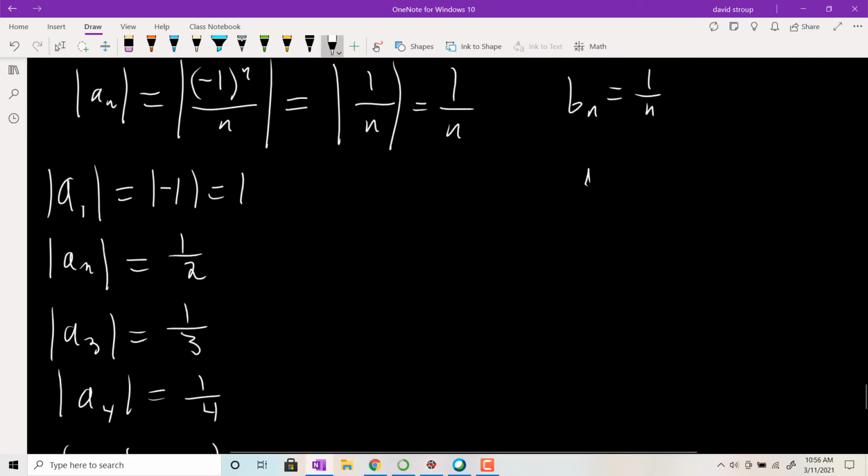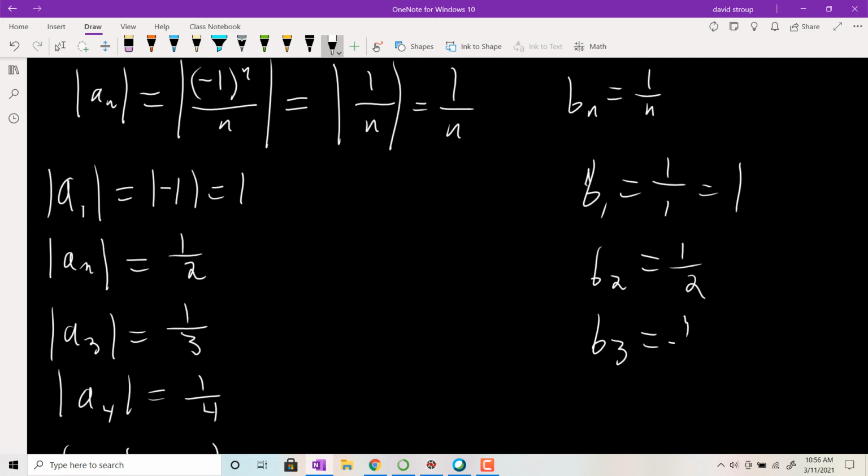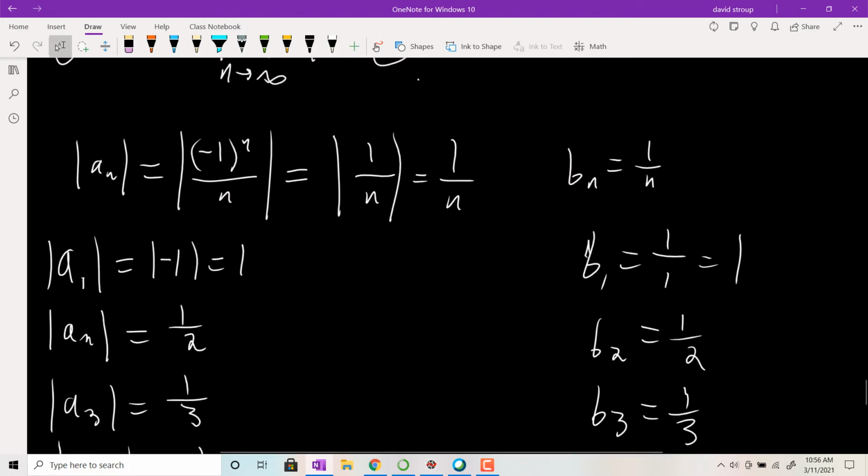So b sub 1 is 1/1, which is 1. b sub 2 is 1/2. b sub 3 is 1/3. b sub 4 is 1/4. And I think it's clear that b sub n, 1/n, is equal to a sub n. So long story short, if you see one of these pesky -1 to the n's and it's inside of an absolute value symbol, you could just throw it in the trash.